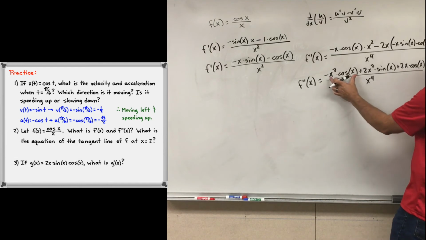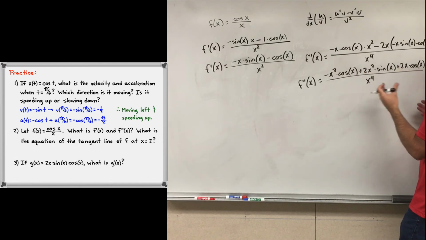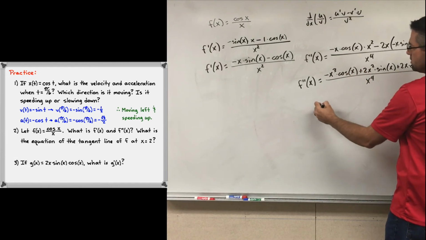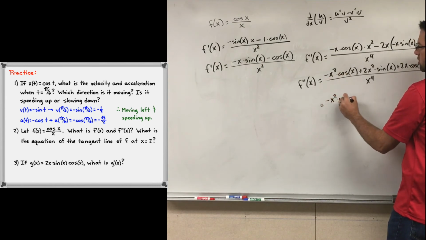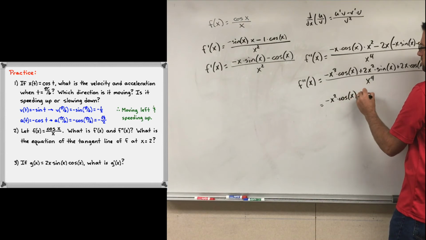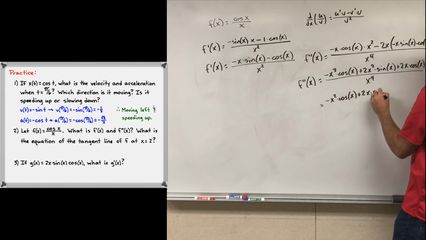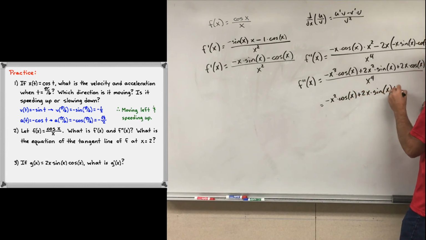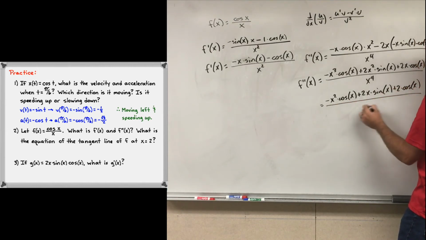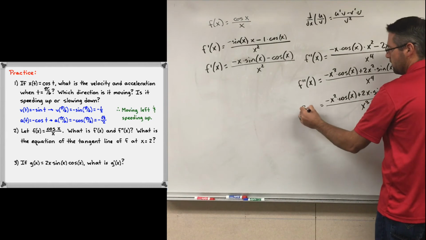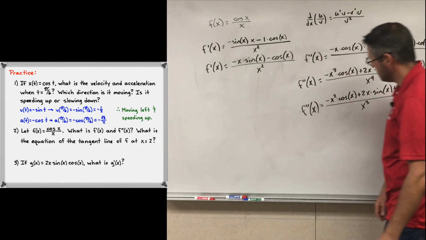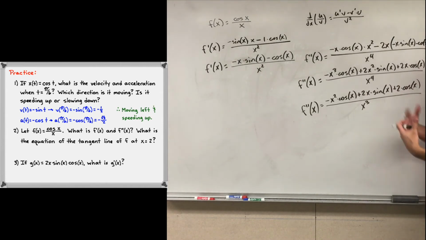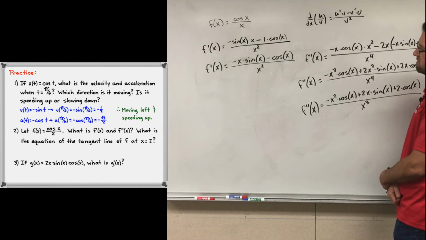Now, we can see that each term has a common factor of x. So let's just divide the top and the bottom by x. We'd end up with negative x squared times cosine of x plus 2x times sine of x plus 2 times cosine of x, all over x cubed, because we factored out that common x. All right, I really hope I'm good with that. But that would be the second derivative. You can see how complex these derivatives can get.